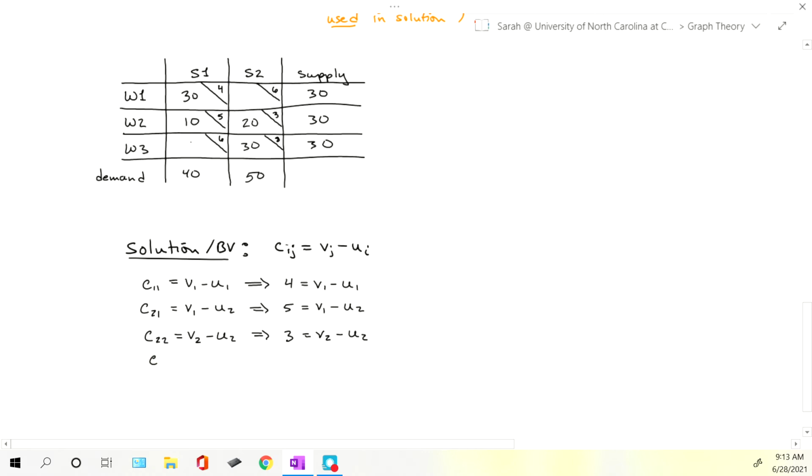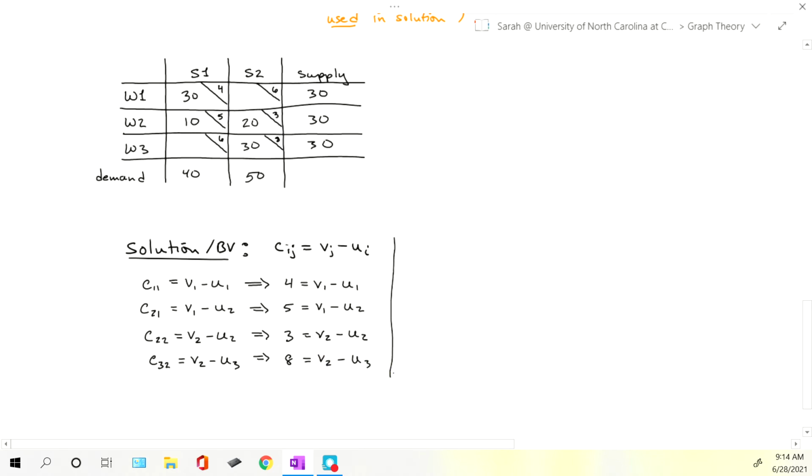And then down here in row 3, there's nothing in column 1, but in column 2, we do have something. So this is C32, and this would be V2 minus U3, excuse me. And this here, our cost in that little teeny tiny cell was trying to be an 8. So this is going to be 8 equals V2 minus U3.